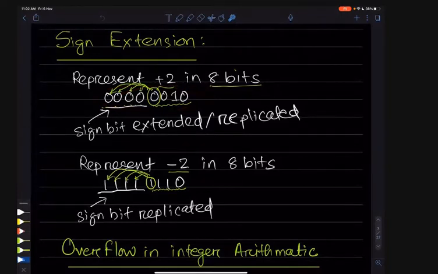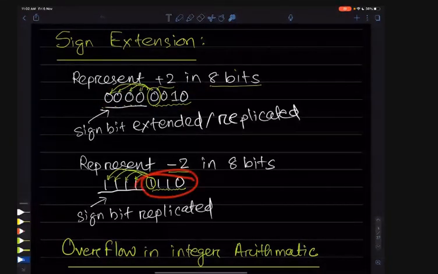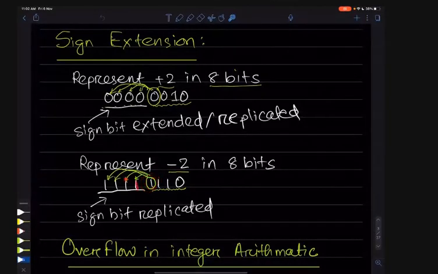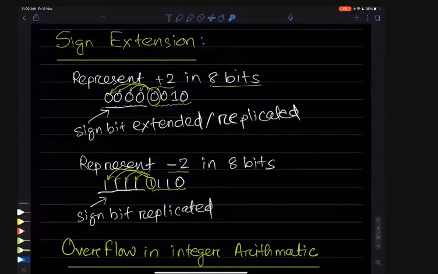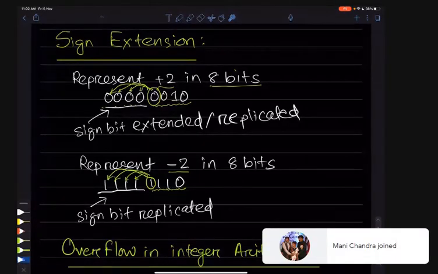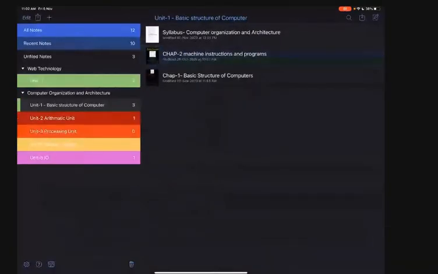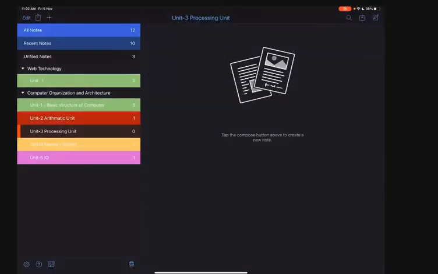And the same applies for a negative number as well. The sign bit is 1, that means you have to extend it further. This is called sign extension. So if your multiplier is positive and your multiplicand is negative, then you have to use this method.